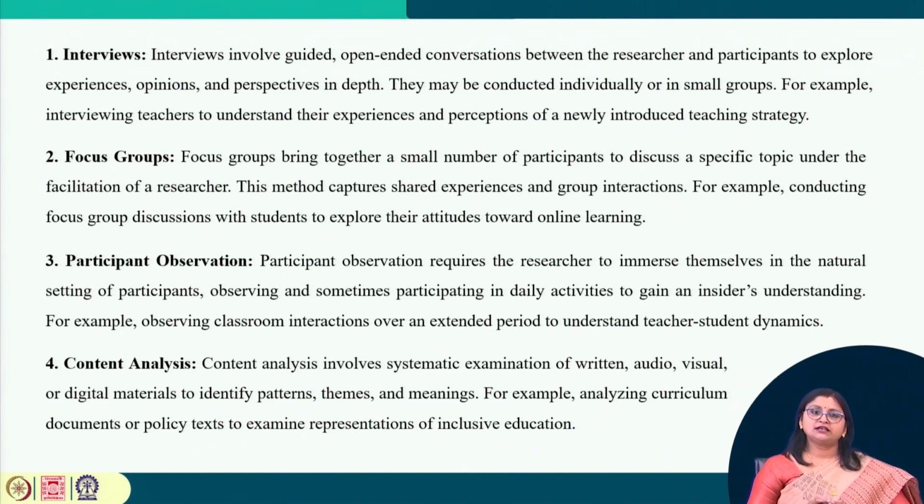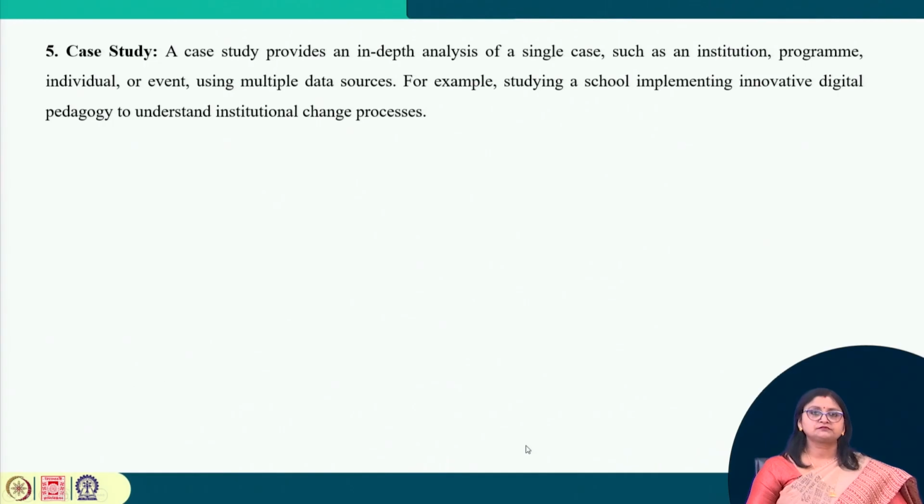The fourth one is content analysis. Content analysis involves systematic examination of written, audio, video or digital materials to identify patterns, themes and meanings from that content. For example, analyzing curriculum documents or policy text to examine the representation of inclusive education.